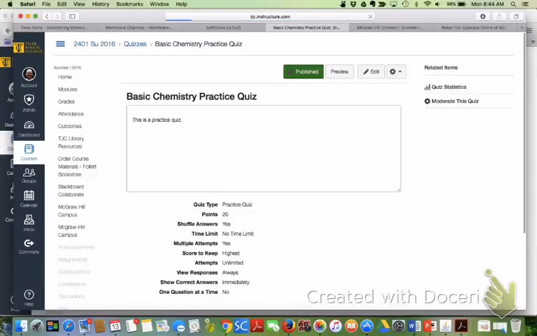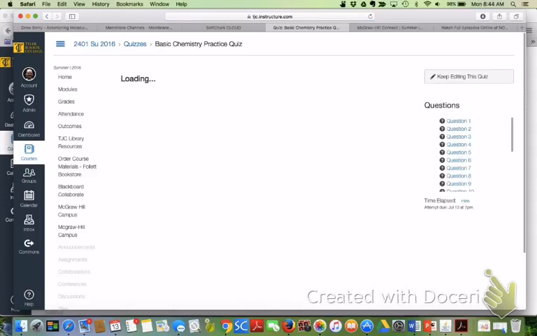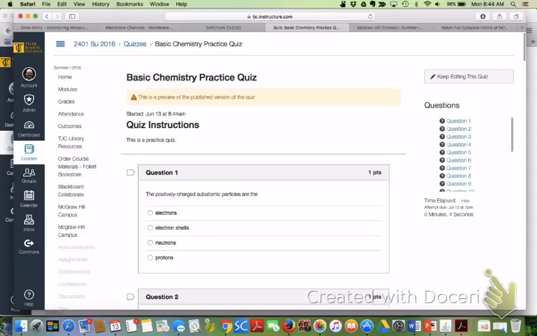We're just going to preview this quiz on basic chemistry. We'll go through them one by one. Y'all decide for yourselves what you think the answer is, and then I'll tell you what the answer is. Okay, so question 1, positively charged subatomic particles are the protons. No problem with that.